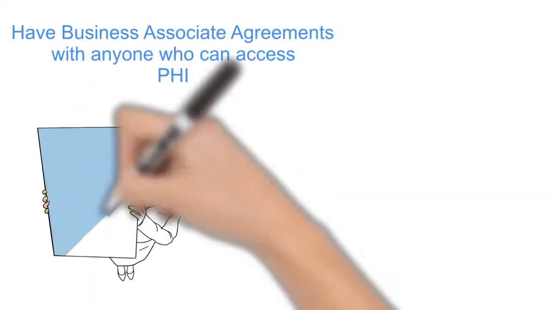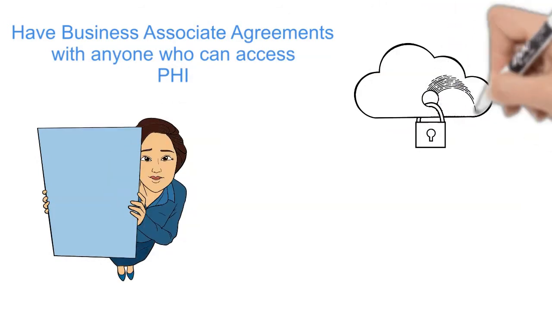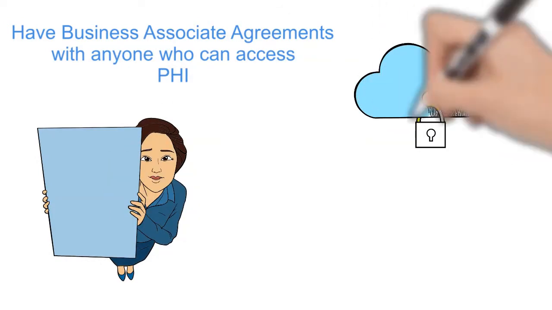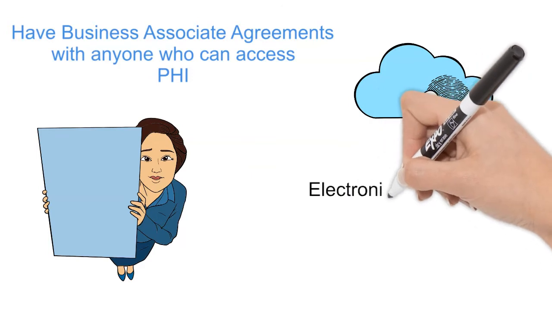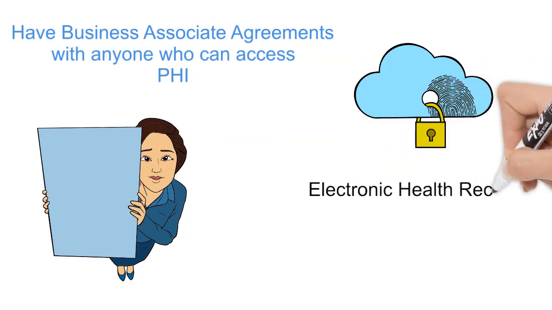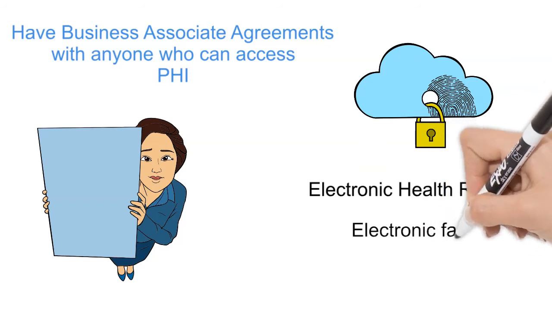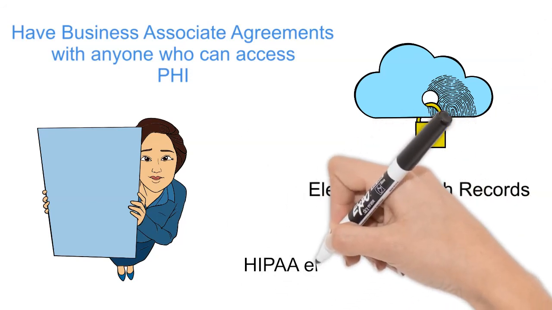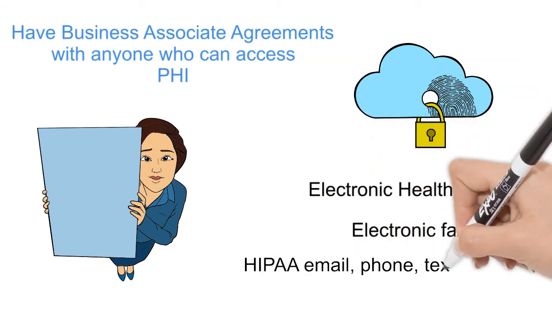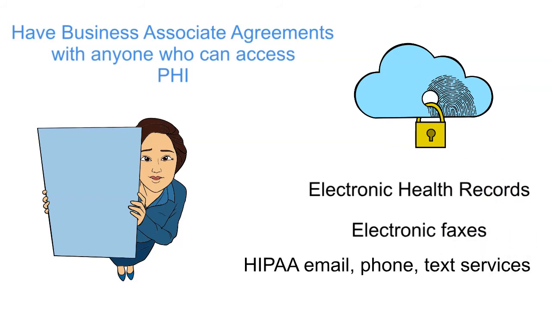You also need to make sure you have business associate agreements with anybody who can access your PHI. So your electronic health record provider, any electronic faxes, HIPAA email, phone, text servicing, anybody that has any sort of access to your client's protected health records information.